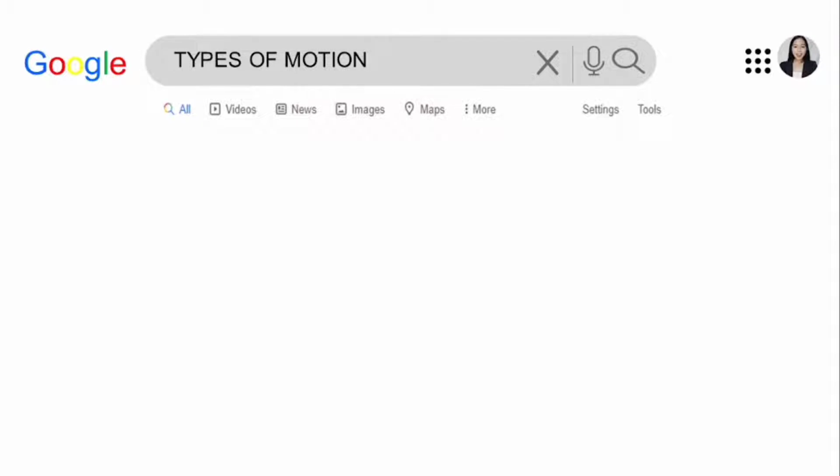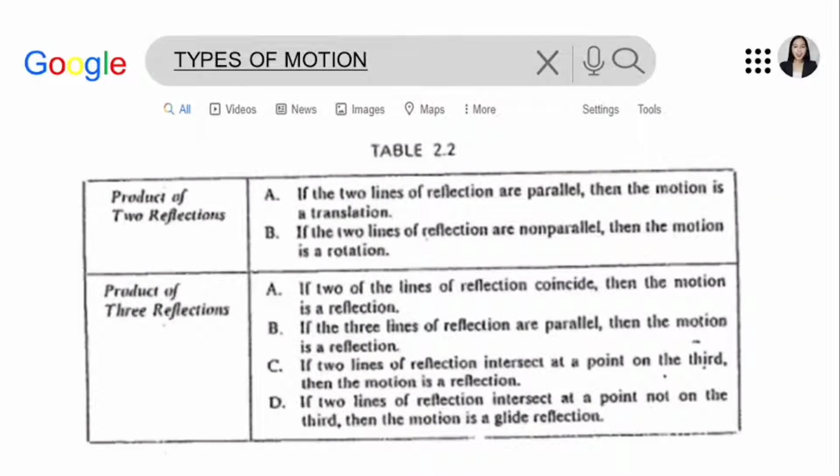So let's proceed to types of motion. As you can see in Table 2.2, for the product of two reflections: A, if the two lines of reflection are parallel, then the motion is a translation. And B, if the two lines of reflection are non-parallel, then the motion is a rotation.